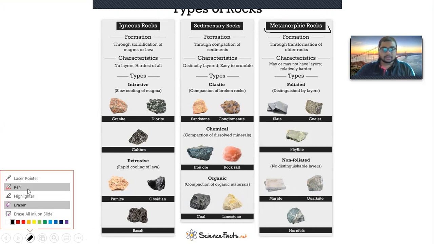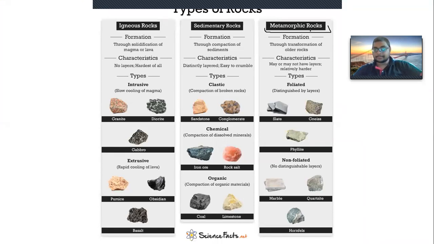Now the third type that is remaining is metamorphic rocks. The metamorphic rocks are formed through the transformation of older rocks. Old rocks, which are many millions and billions of years old, are transformed into metamorphic rocks. What are its characteristics? It may or may not have layers, and they are relatively harder as compared to sedimentary rocks. So the hardest rock is igneous rock, then the harder rock is metamorphic rock, and the least hard rock is the sedimentary rock.